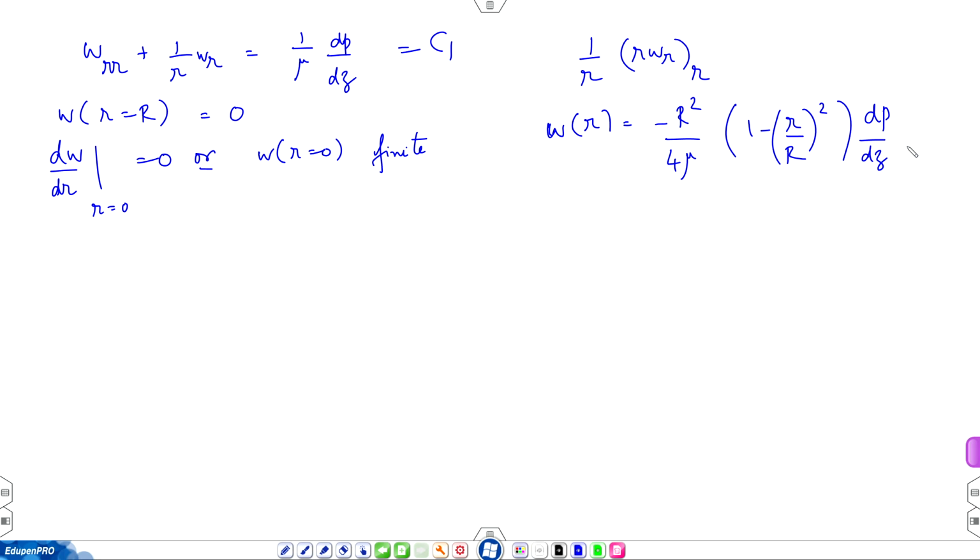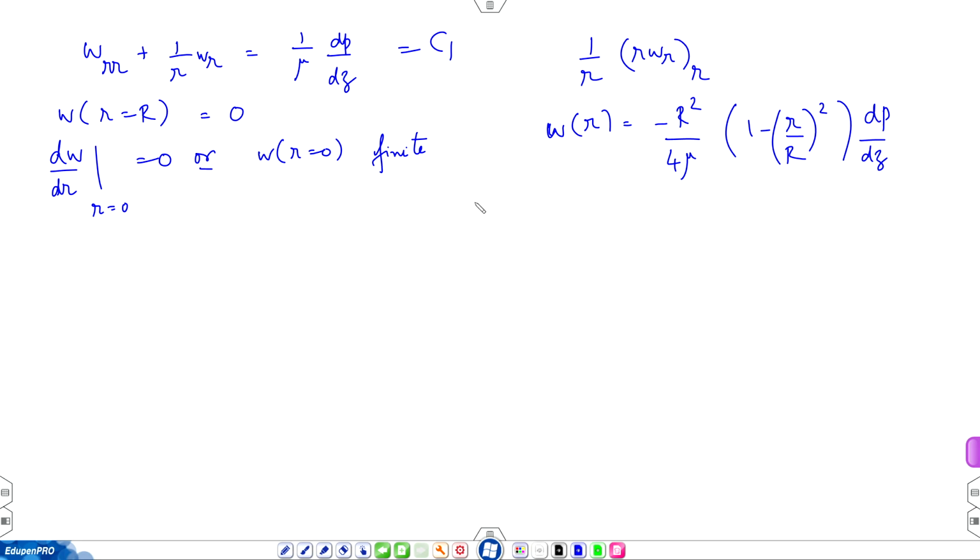dp dz. So, this is the local distribution of the axial velocity component. Because of this r square term, again it is seen to be parabolic. Now, in most problems, it is not the pressure gradient, dp dz, that is given to you, it is the average velocity, the average flow rate.